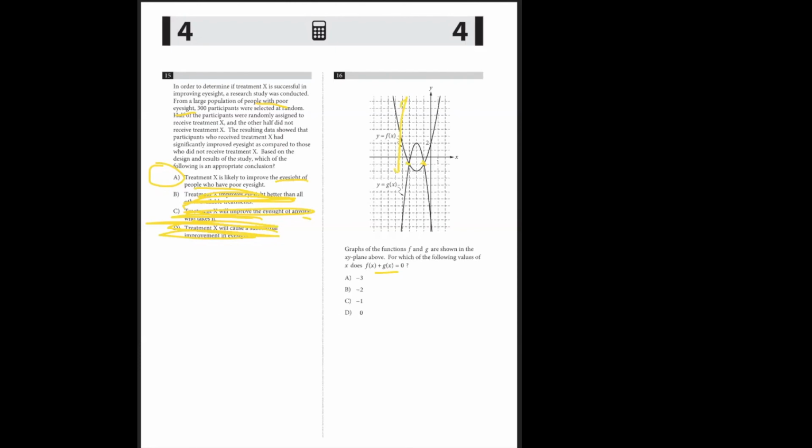There's only one obvious one over here, and I see this one, 2 and -2. That's 2, that's -2. When you add them together, you get 0, and I notice that that is at -2. X is equal to -2. So B has to be the answer because that's the only place where the function on the top and the function on the bottom add to 0.